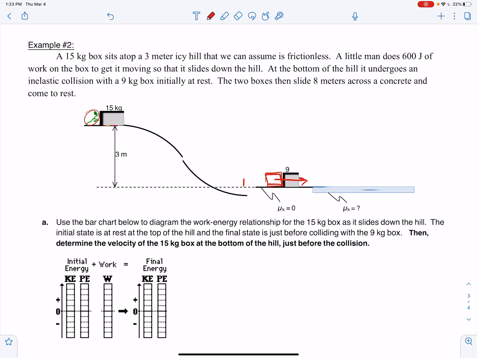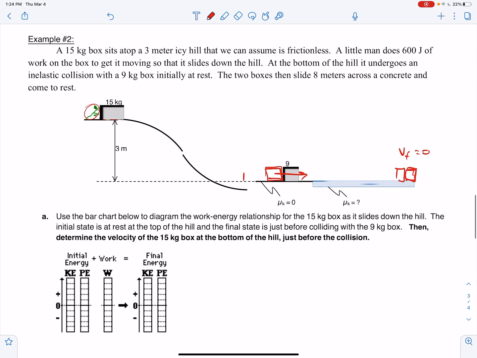And then the two boxes slide 8 meters across a concrete slab and eventually come to rest. So here at the end, the two boxes now have this final velocity of 0 meters per second. Okay, so there's a lot going on here. We've got the box going down the hill, colliding with the other box, sliding across the high friction concrete.